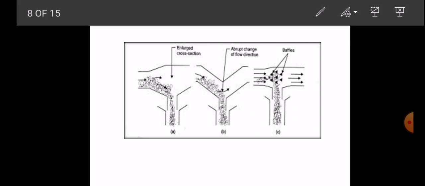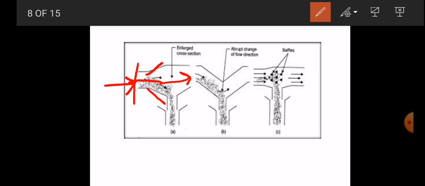Over here in this cross section area you can see, from this direction we are introducing the dust gas, and after that the area suddenly increases, so the gas passes in this direction, and the heavier dust particles settle down in the downward direction. Same kind of thing, an abrupt change, so sudden changes in the direction.